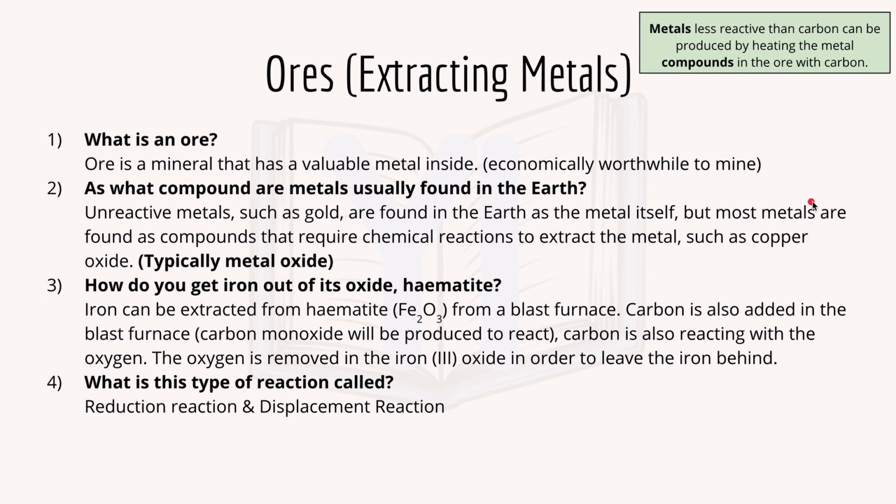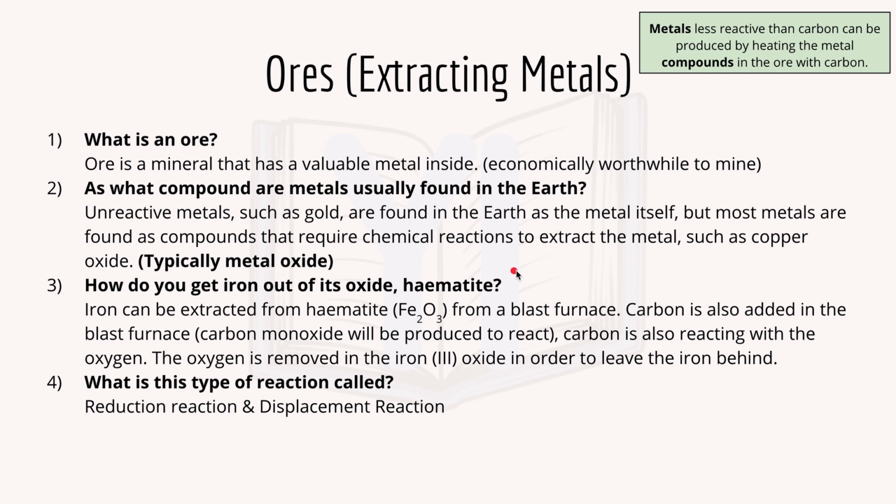As rock compounds and metals usually found in the earth, unreactive metals such as gold are found in the earth as a metal in itself, but most metals are found in compounds that require chemical reactions to extract the metal, such as copper oxide, and they are typically metal oxides. And how do you get iron out of its oxide, which is hematite?